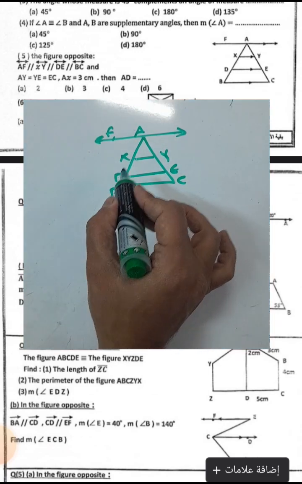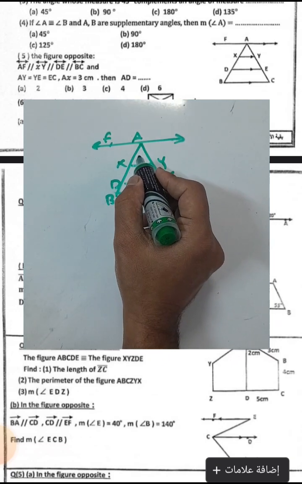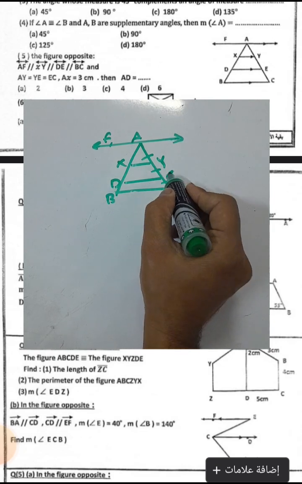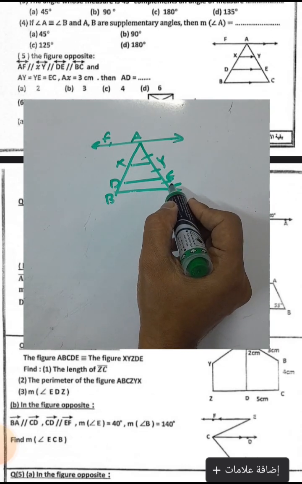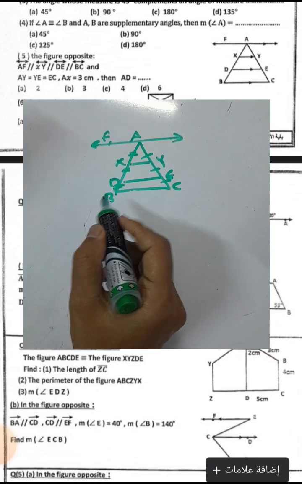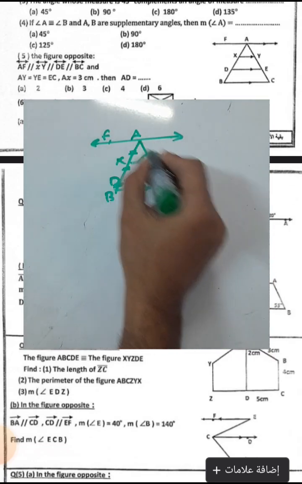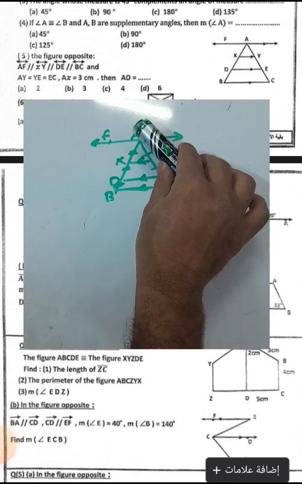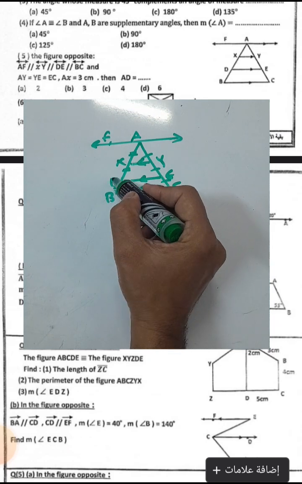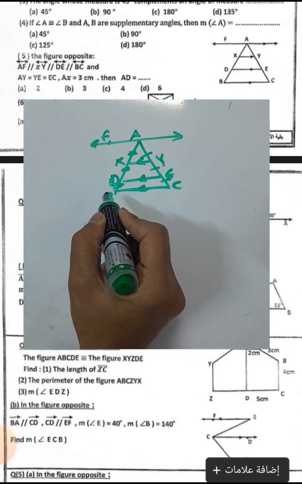Then to find the length of AD, we have three equal parts in the length: AY equals YE equals EC, and this part equals this part equals this part, because we have three or four parallel side lengths, and this is called a transversal. This is the length of XY. AX equals XD equals DB. They are equal lengths. Then we can find ED.